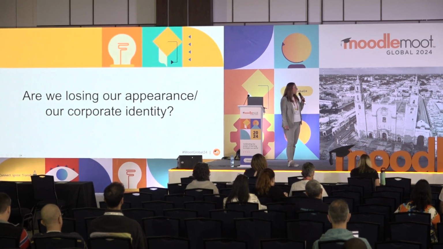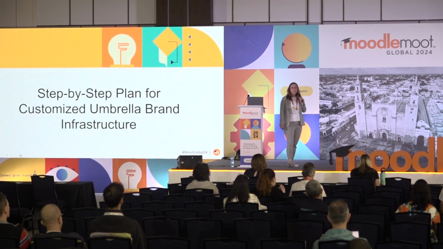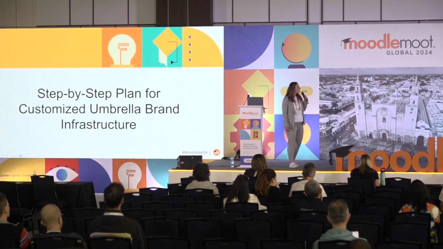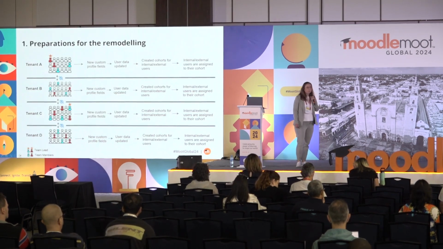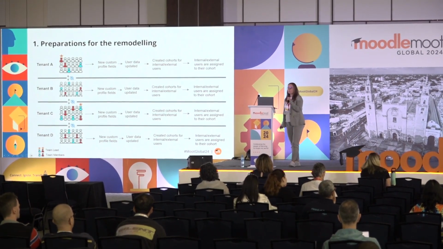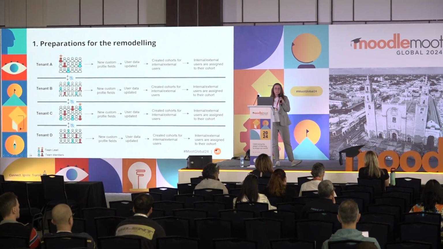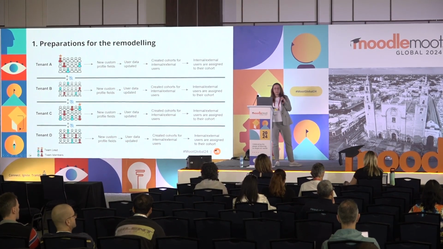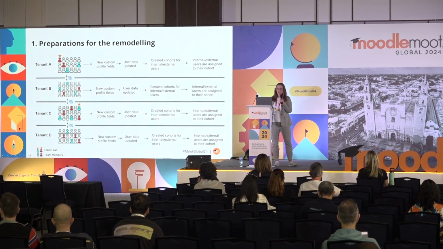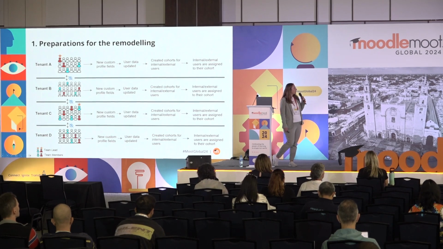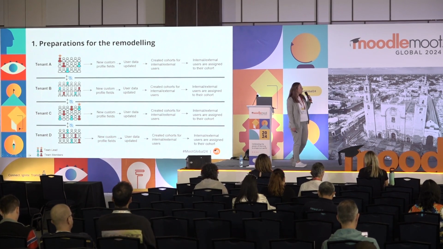And so we started to prepare step by step to customize the umbrella infrastructure. And how this looked was, for example, like this. First we needed to prepare for the remodeling, and we needed to set up new custom profile fields. We needed to update the user data, and as well, we created cohorts for external and internal users. Why did we need to do that?